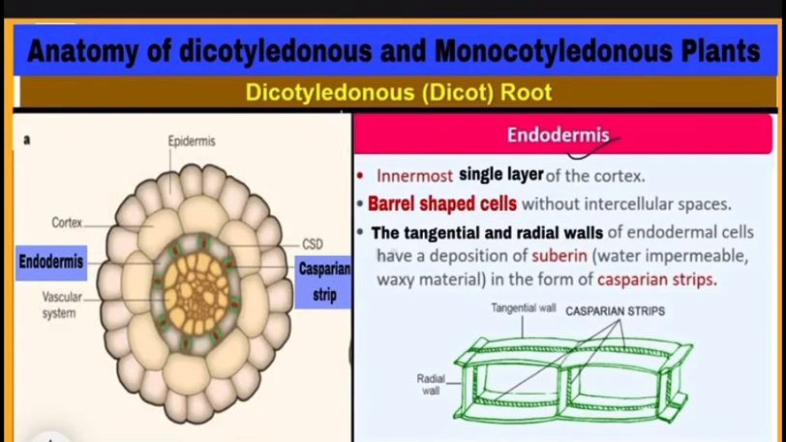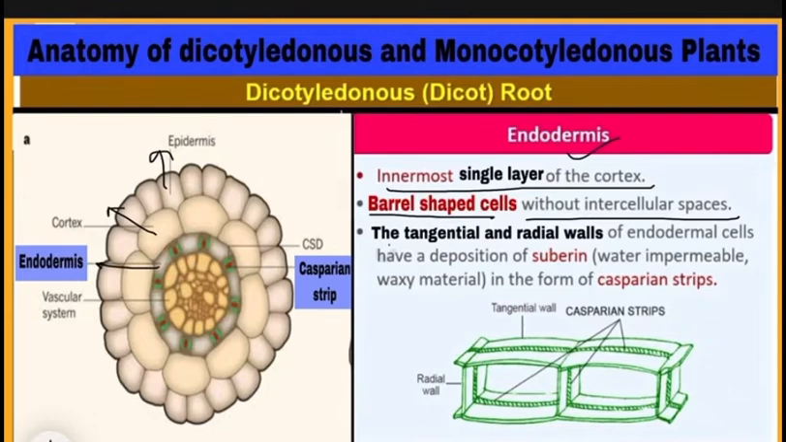Next is endodermis. See the diagram. This is epidermis, this is cortex, and this is endodermis. It is the innermost single layer of the cortex, and the cells of this endodermis are barrel shaped, and these barrel shaped cells are without intercellular spaces. Cells के बीच में कोई intercellular spaces नहीं होती है.